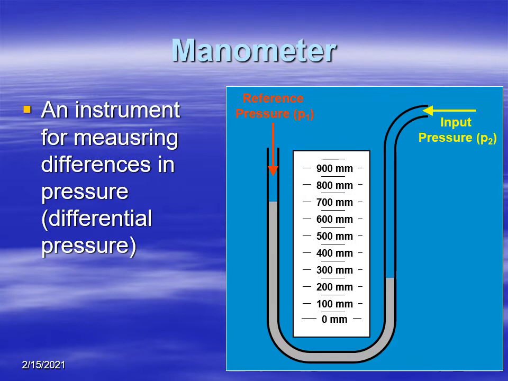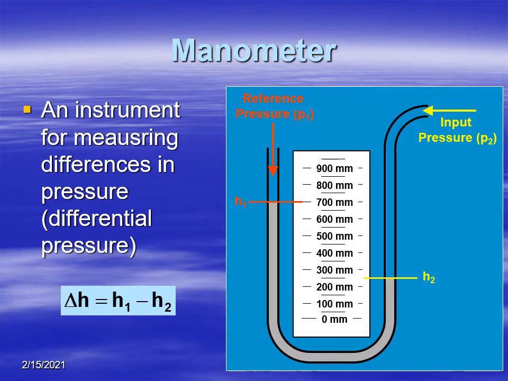One side is typically open to atmospheric pressure, and the other side is open to some pressure that you want to measure. Perhaps it's a container that's filled with some sort of gas. So what the manometer measures is differential pressure, the difference between these two pressure sources.